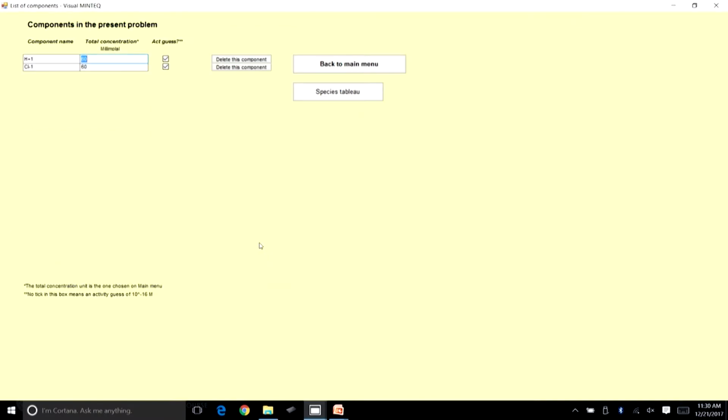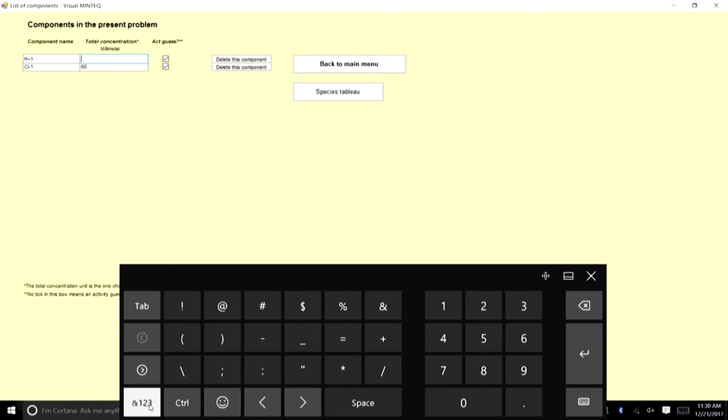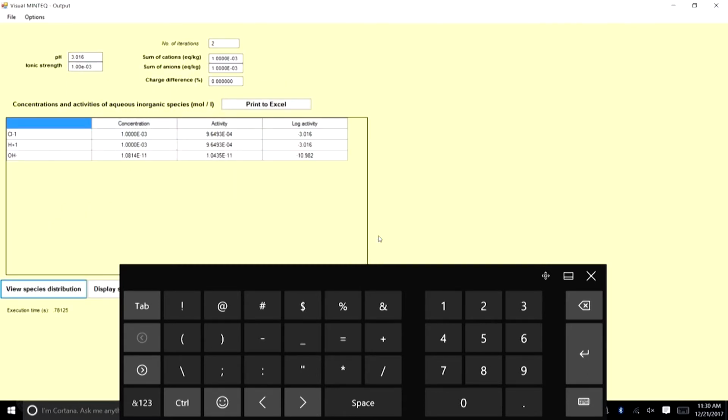So let's look at the input menu again, and edit the list. Let me go with maybe 1, 60 times less, let's say. We are going to go with 1, go back to the main menu and run VMINTEQ. And now you see that the pH is 3.016, right.